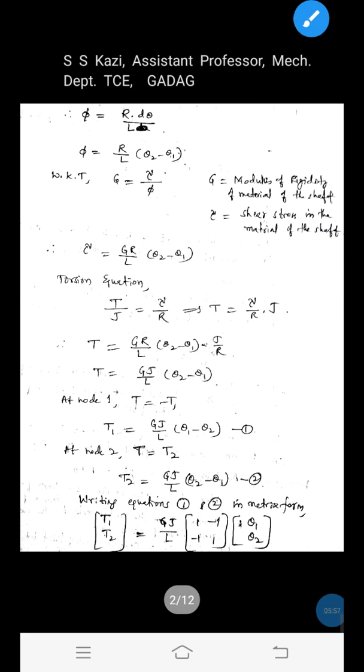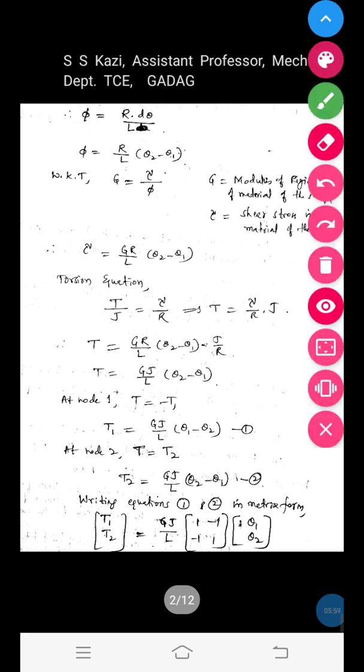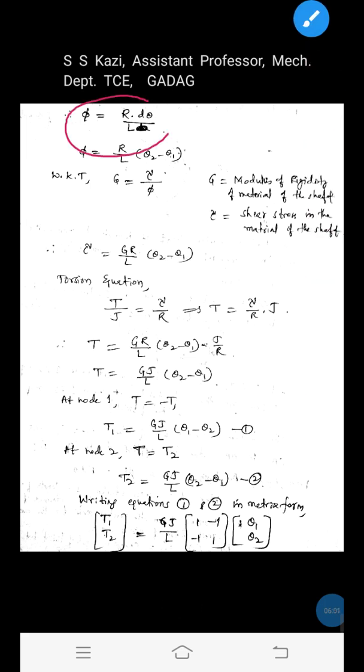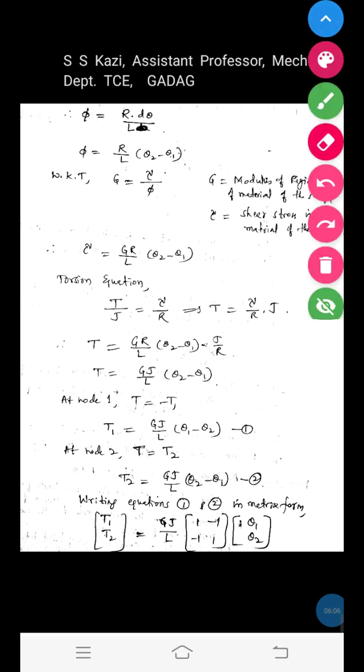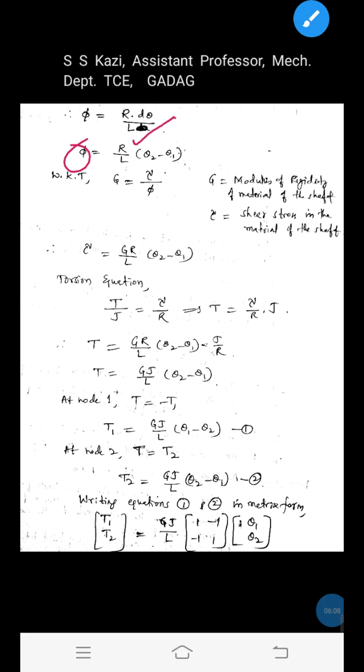Here you can observe in the next page. Phi is equal to R into d theta by L, where d theta is the change in angle of twist between the two nodes, which can be written as theta 2 minus theta 1. We know that the modulus of rigidity of the material of the shaft is the ratio of shear stress to shear strain, tau by phi.